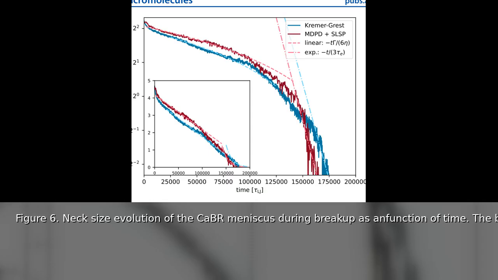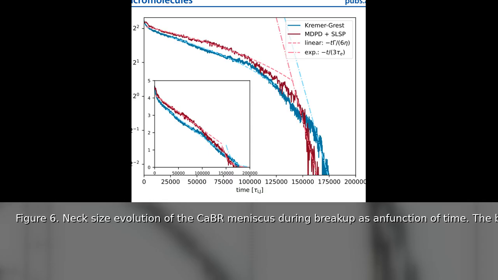Initially, the neck radius decays linearly with time, as emphasized in the inset, consistent with classical theory where viscous forces dominate. The KG model's radius decreases somewhat faster than the SLSP model's, likely reflecting small differences in surface tension, which were not explicitly matched during simulations. As the neck size shrinks below a certain molecular scale, entanglement dynamics govern the filament's response, leading to a terminal exponential decay regime seen in both models.